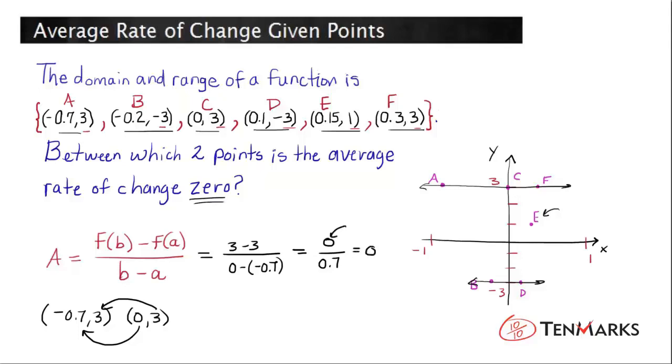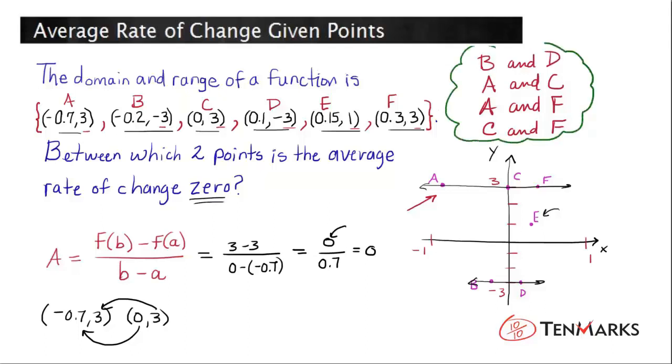So now let's go back and answer our question. Between which 2 points is the average rate of change 0? It looks like over here on our graph that would be between A and C, A and F, C and F, and B and D. Between these points, the average rate of change is 0.